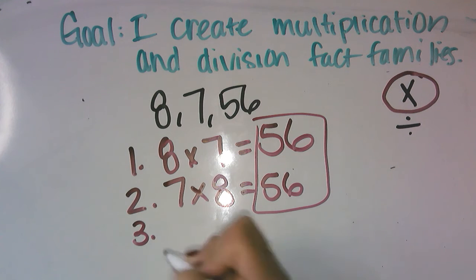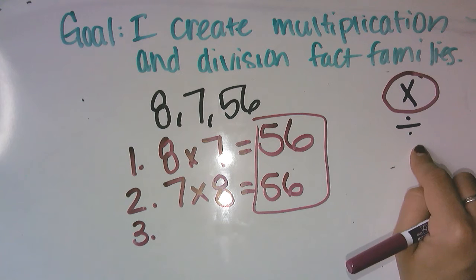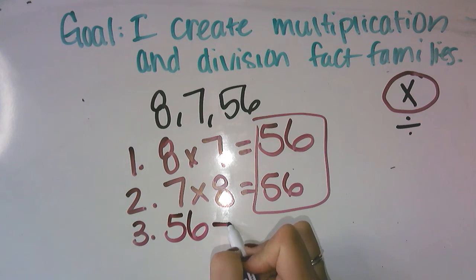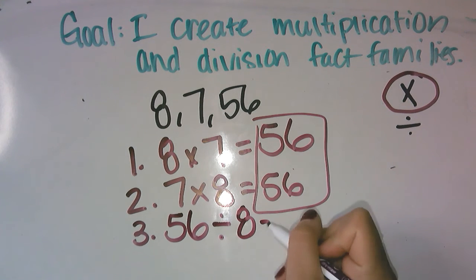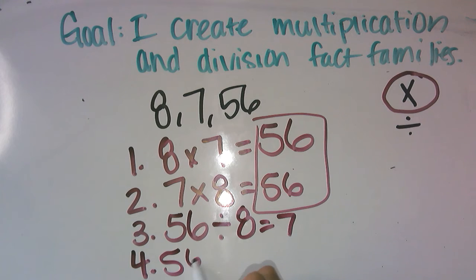Now I'm going to switch to division. So again, because it's division, I'm going to start with my biggest number. My biggest number needs to be divided. So 56 divided by, I'm going to choose 8, 8 equals 7. And then 56 divided by 7 equals 8.